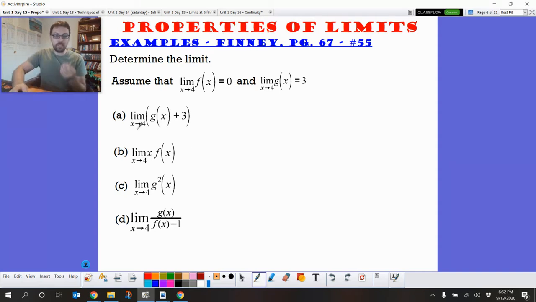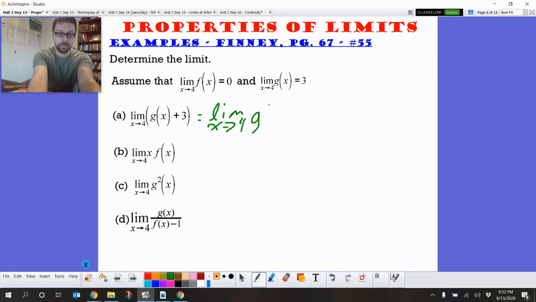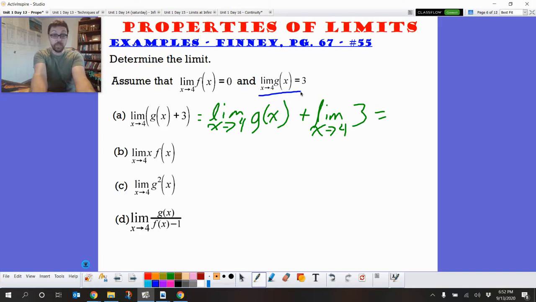But I want to know the limit as x goes to 4 of g of x plus 3. I don't know what g of x plus 3 is, but I can take that limit and break it into pieces. This is the same as the limit as x goes to 4 of g of x plus the limit as x goes to 4 of just 3. Well, I know the limit of g of x as x goes to 4. They told me earlier. It was 3.